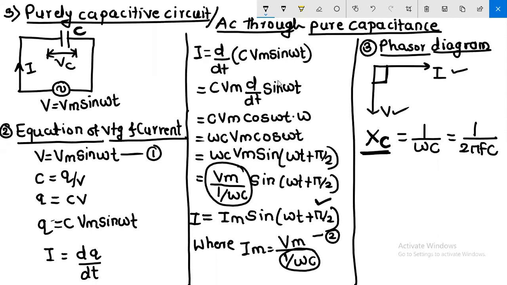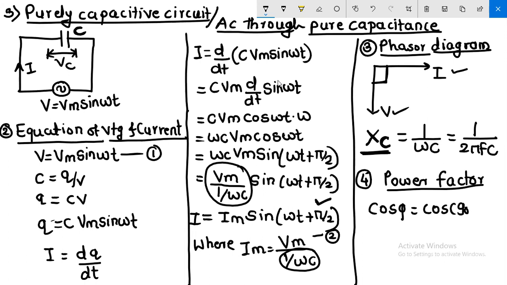Everybody got it? Okay, now see, fourth I am doing what? Phase difference, that is nothing but the 90 degree. Now next point, that is nothing but the power factor. So what can you say? How many angle is there between voltage and current? That is 90 degree. That is cos of 90. So what will be the value of cos of 90? 0.